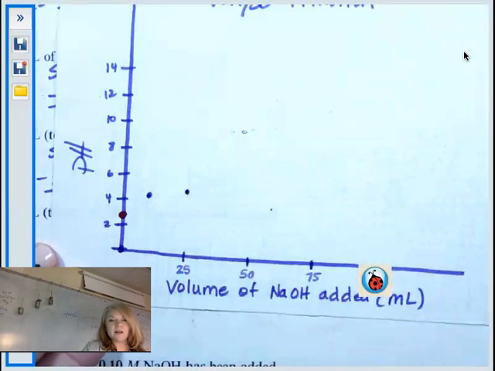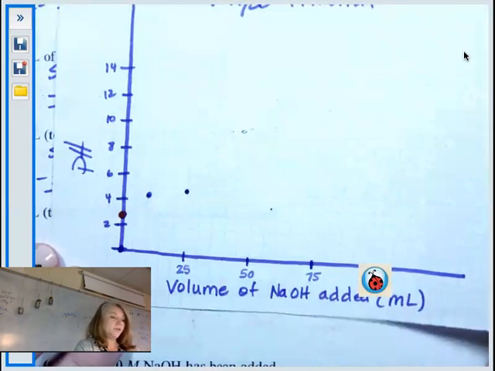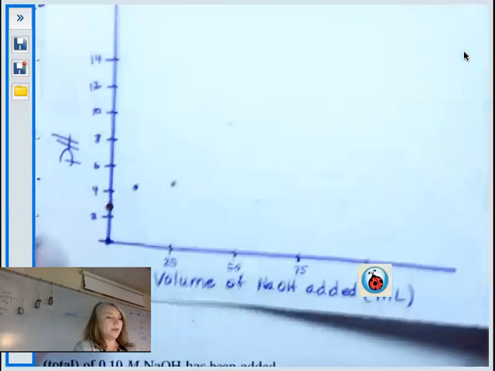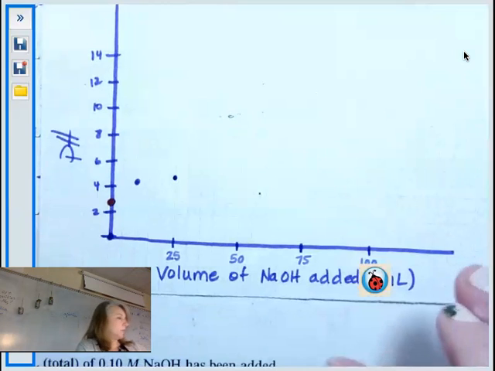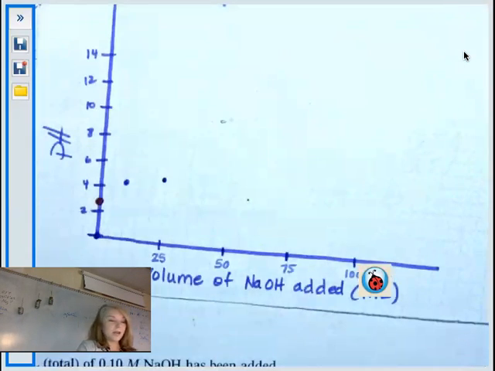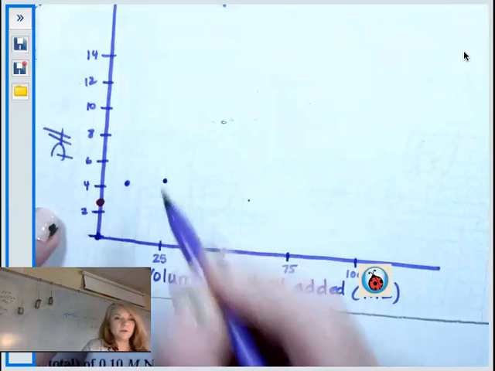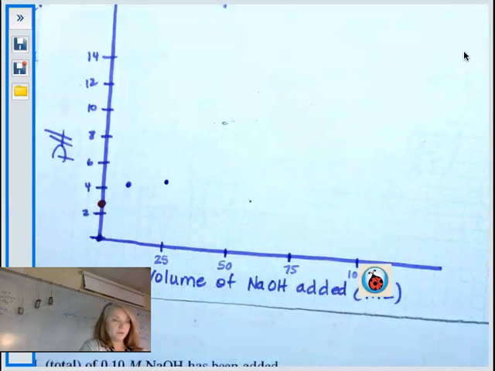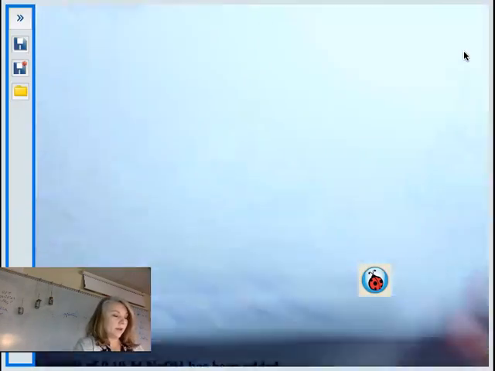Look at that. It's kind of curving, isn't it? A little bit of a curve. We didn't have that little bit of a curve on the last graph, did we? It just kind of went straight. But this one has a little tail right now, a little curve towards the equivalence point. Exactly. Okay, let's move on.